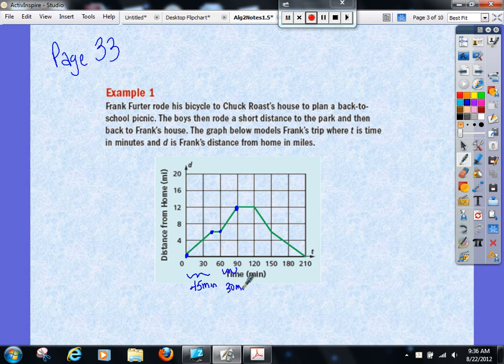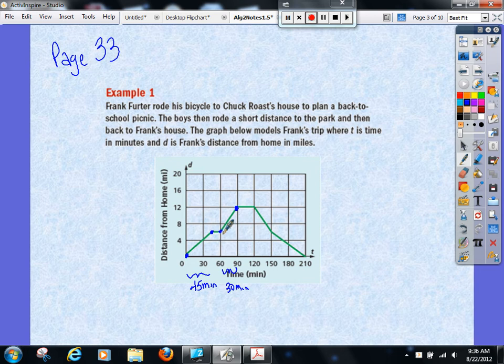Well, they are this time going from 6 miles to 12. They're going an additional 6 miles. So what does this tell me? Well, I'm thinking Chuck must live 6 miles from the park, or wherever they're going. Yes, the park.